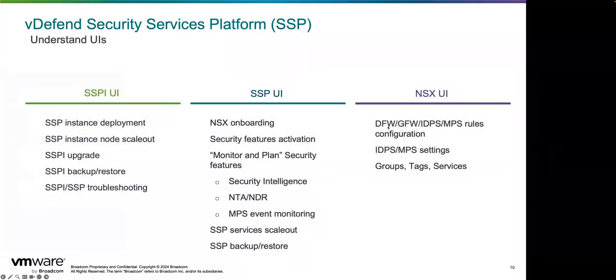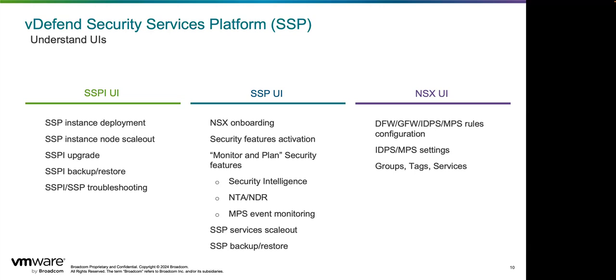All right, so here we go. Understanding the UIs. We want to make sure that we understand the change in UIs and where they're all located. In the SSPI UI, you have the instance deployment, node scale out, upgrades, backup and restore, and troubleshooting. In SSP, you can onboard NSX Manager, do security feature activation, and monitor and plan security features: intelligence, NTA, NDR, NPS, event monitoring, SSP service scale out, backup and restore.